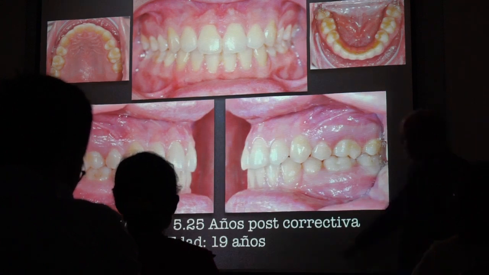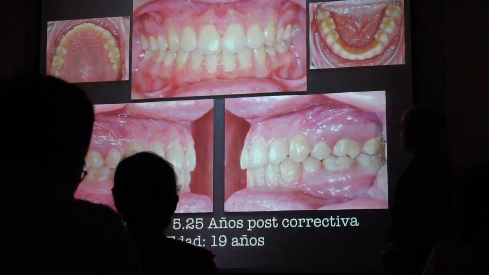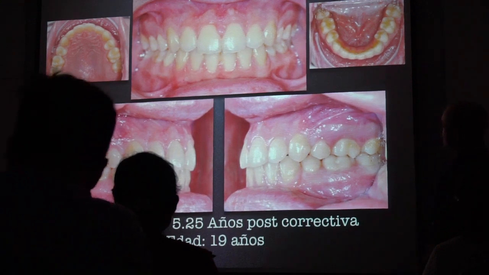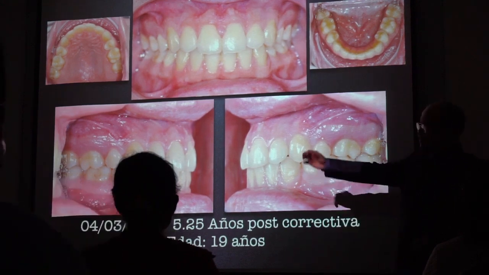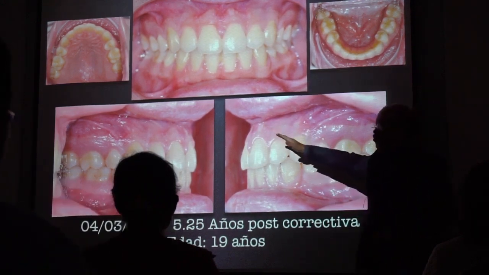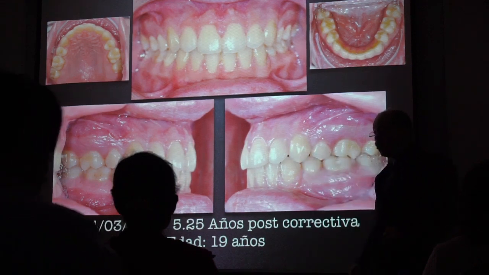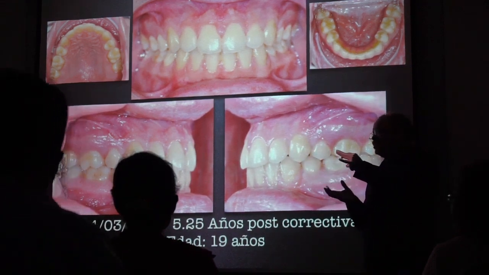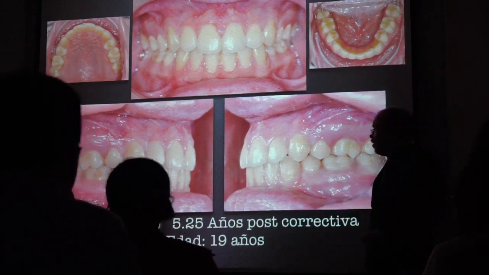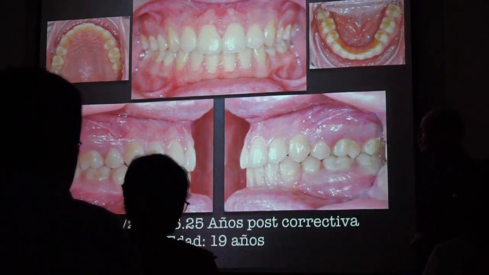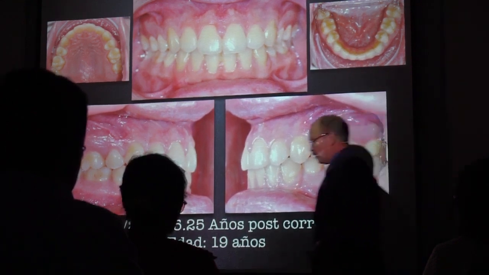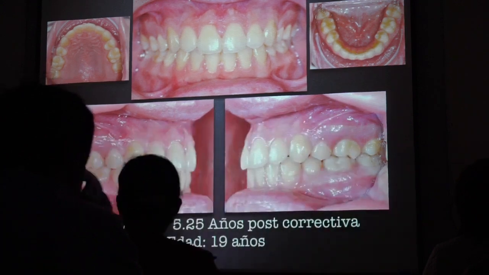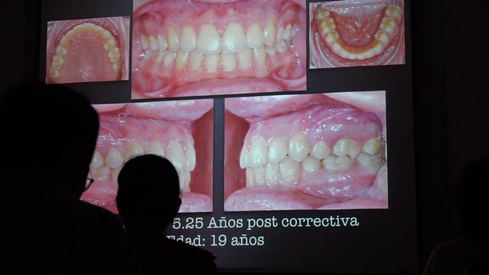So now he's 19 years old. So it's a very nice kind of treatment. Many people say it is very bad to do serial extraction. No, if you have a prediction of how it's going to grow, you can estimate that these teeth are not going to fit.